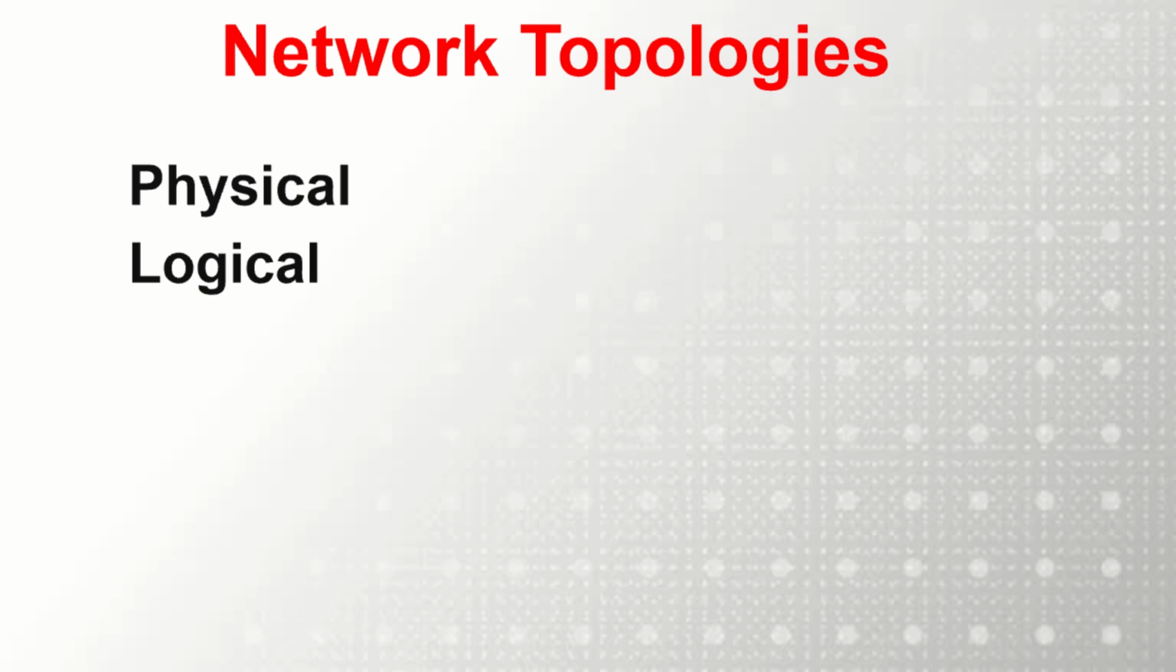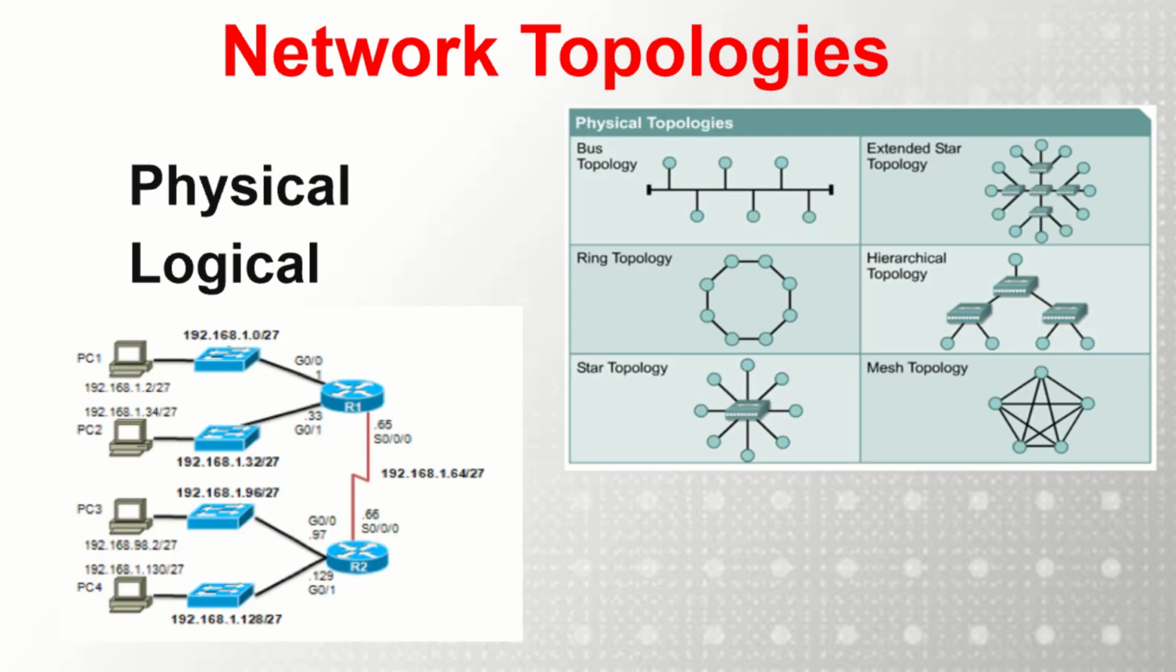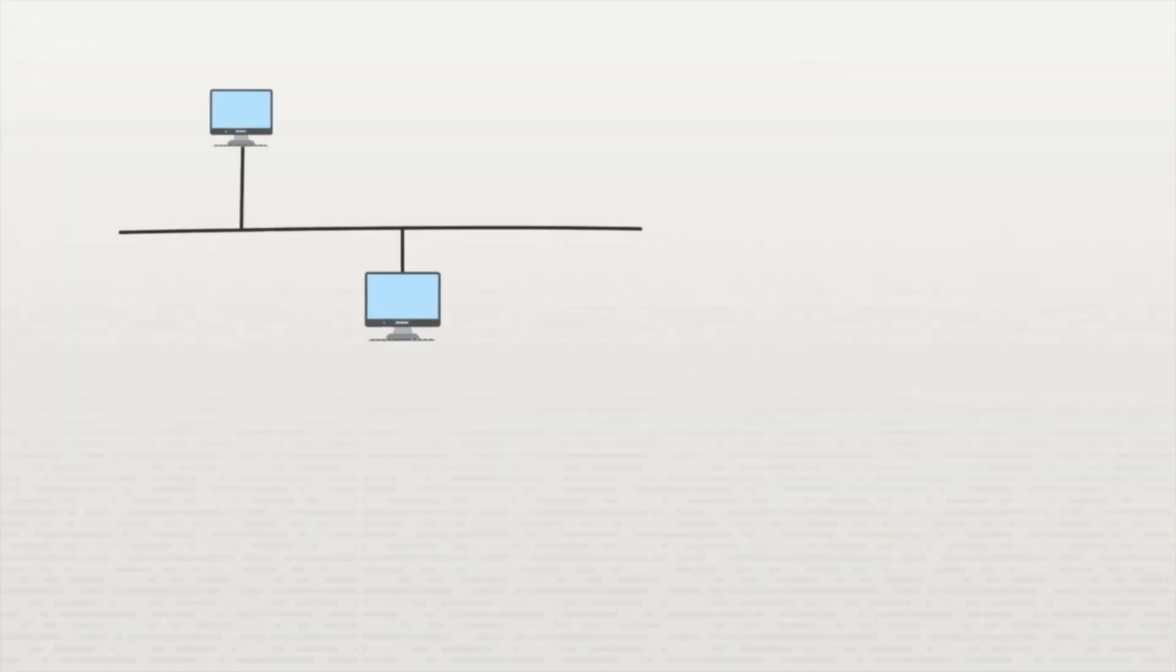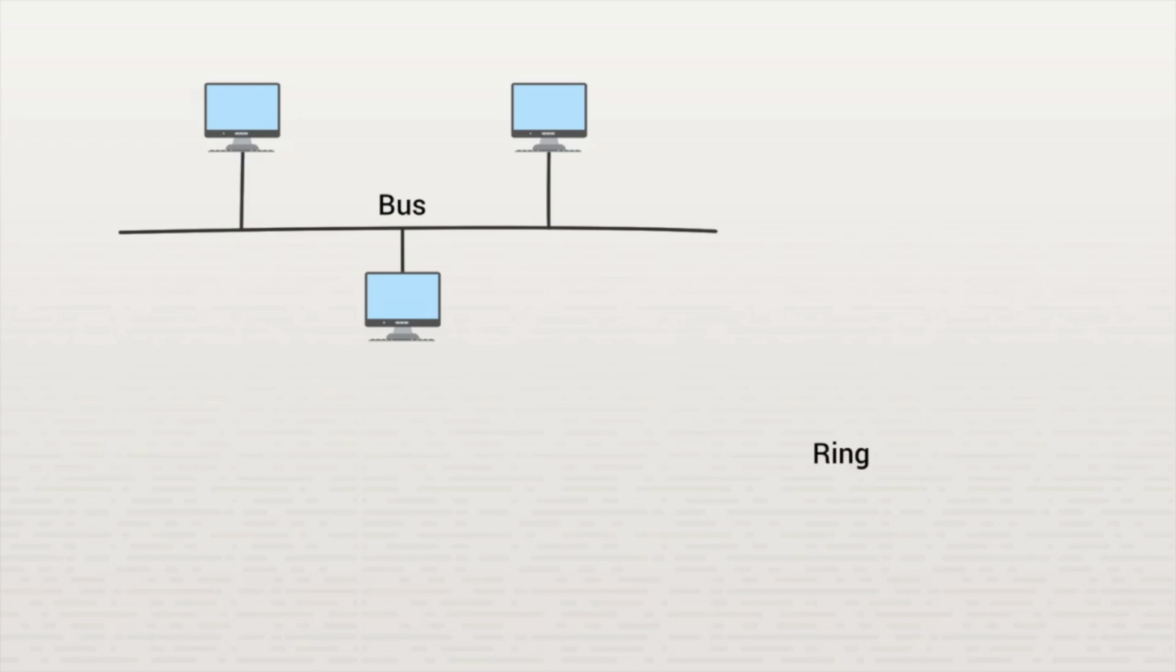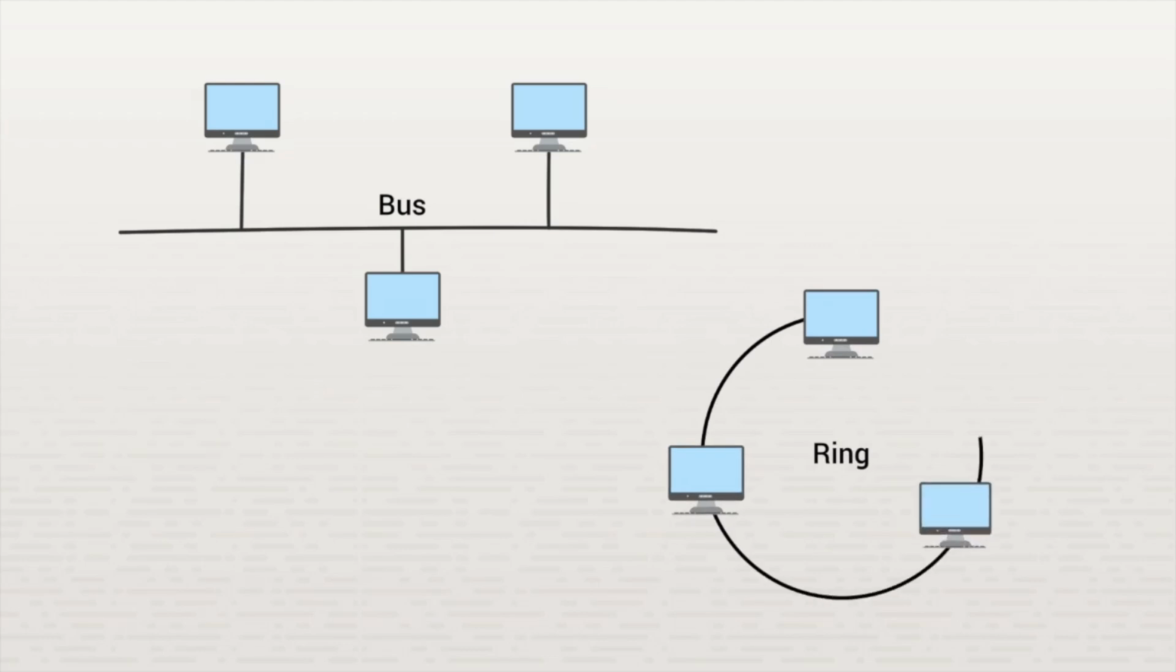It's important to know the difference between the physical and logical topology because different types of networks may use one type of physical topology but use an entirely different logical topology. The physical topology refers to the way a computer network is physically wired. There are different types of physical topologies. A bus topology is created when the computers are all connected to a single cable. A ring topology is created when one computer is connected to another, and then another, until they form a ring.